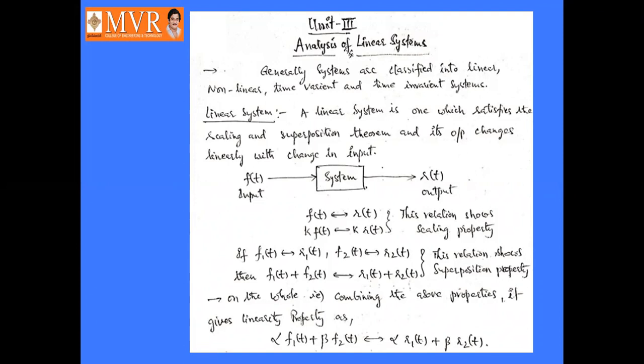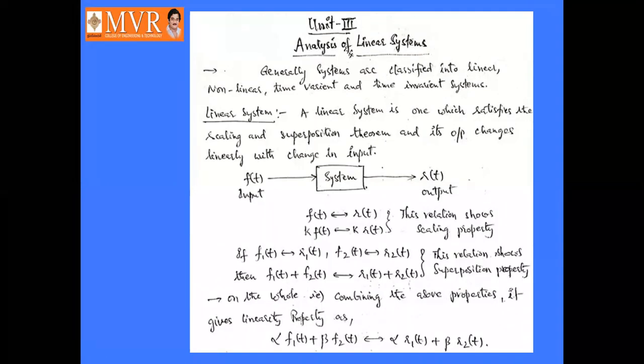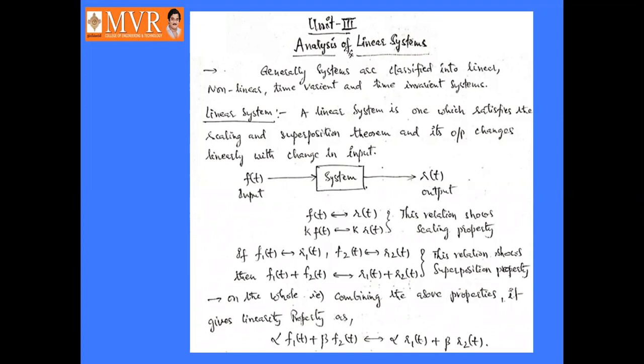A system is one which takes some signals. Suppose x of t is a signal. A system will take x of t as a signal, process it, and give y of t as another resultant signal. That is called a system. Systems are classified into four types: linear system, non-linear system, time variant system, and time invariant system.